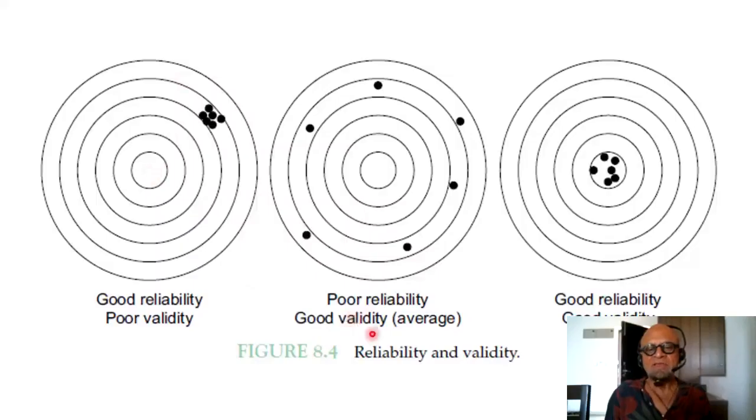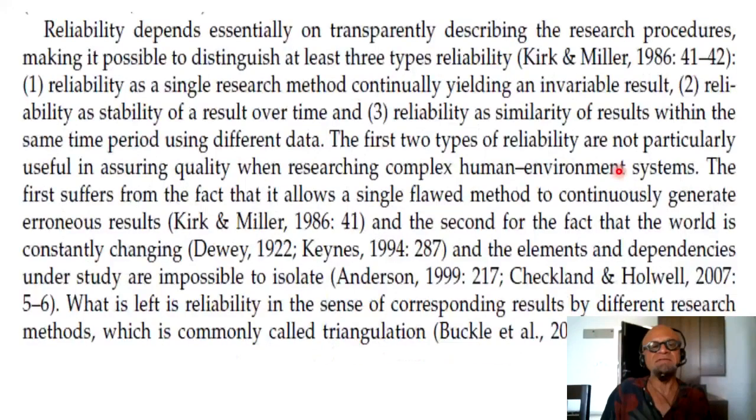Poor reliability but good validity, so you have come closer in terms of being in the same target area, but reliability is poor, so you have the spread. That's not good. It's too schematic. So if you hit the bullseye all the time, then you have good reliability and good validity. Okay, let's leave it there.